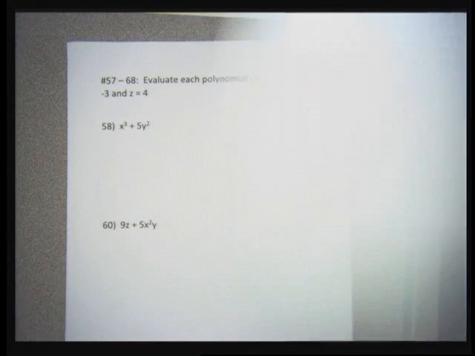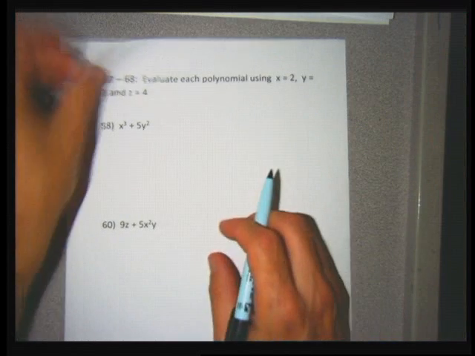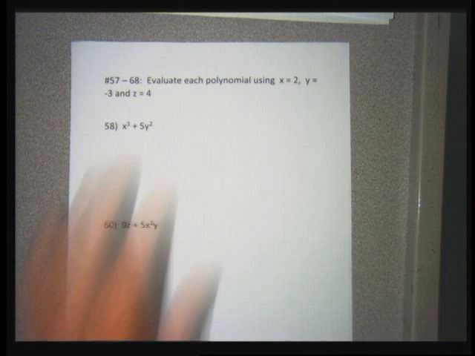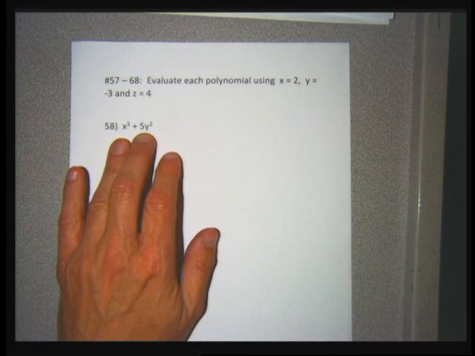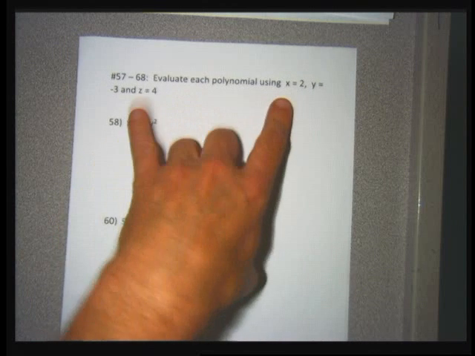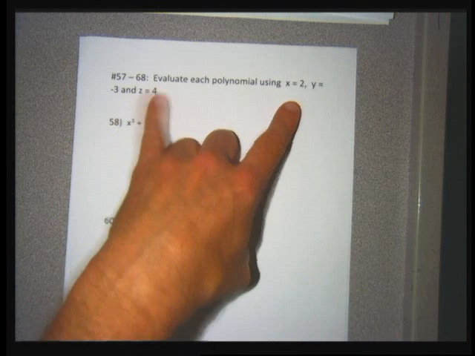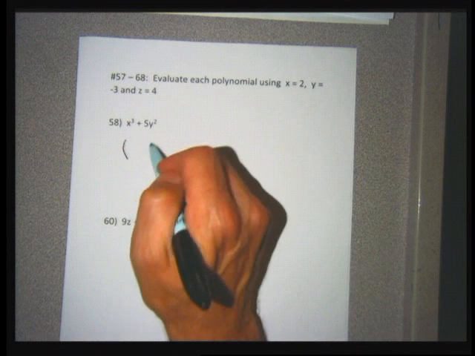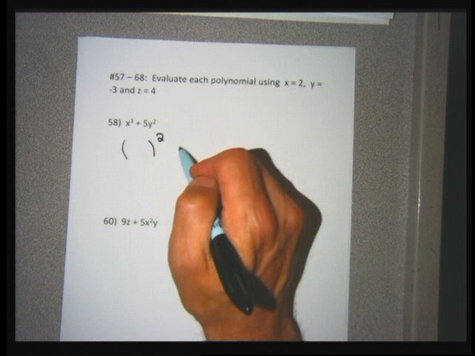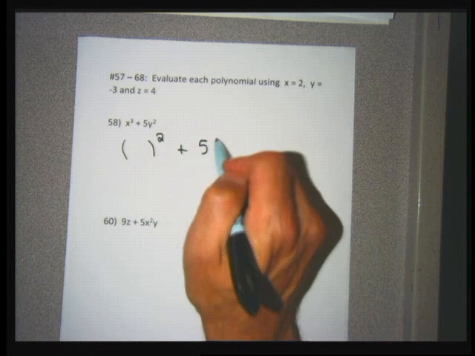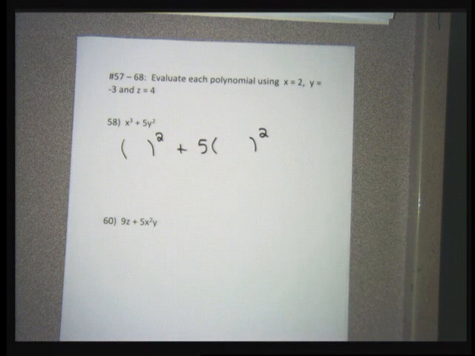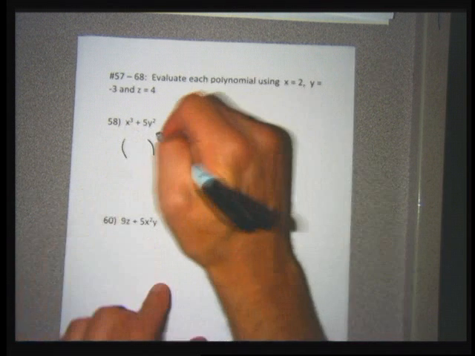The next bit of problems is just plugging numbers into my polynomials. So I'm given a binomial here in 58, and the instructions say evaluate using x equal to 2, y equal to negative 3, and z equal to 4. That means to go through and take out my letters, put a parentheses where the letter was, and keep the numbers right when you do that.